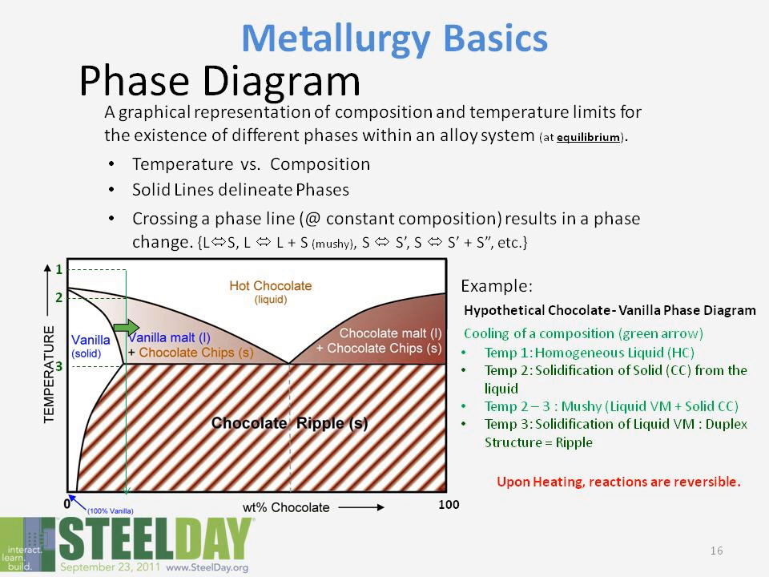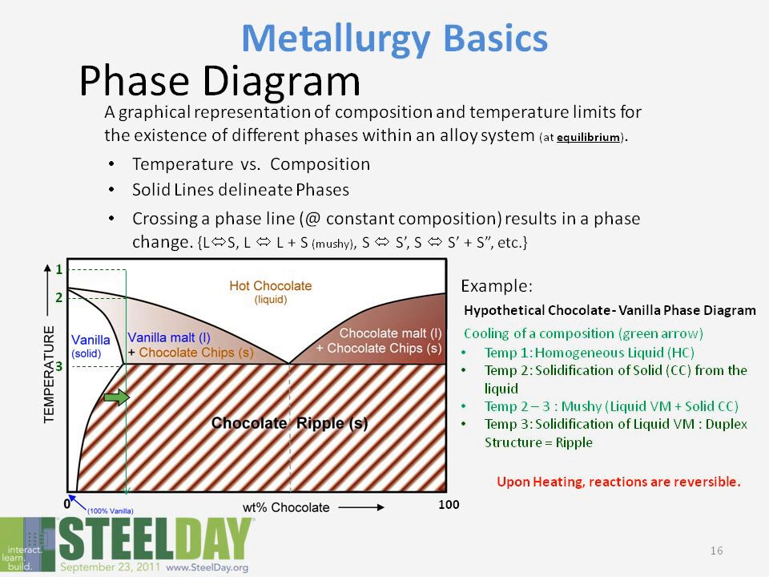On a phase diagram, if we change either temperature or composition and we cross a line, for instance here, if we change temperature from temperature 1 to temperature 2, we see at point 2 we hit the phase diagram boundary line. So what happens is we start to have solidification of solid chocolate out of the hot chocolate where we still have a liquid. So we have a 2-phase mix here. As we continue to cool, that liquid solidifies and we end up with a duplex solid.